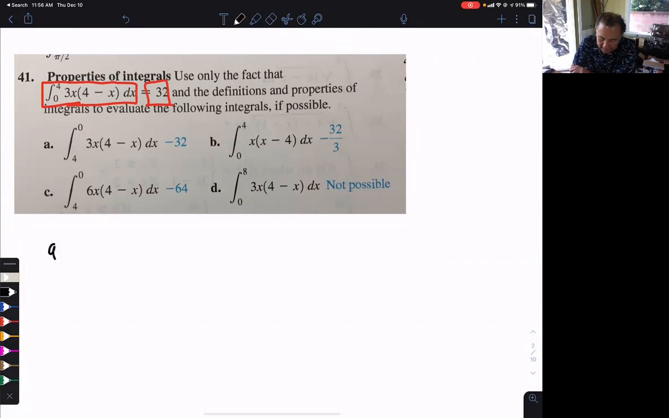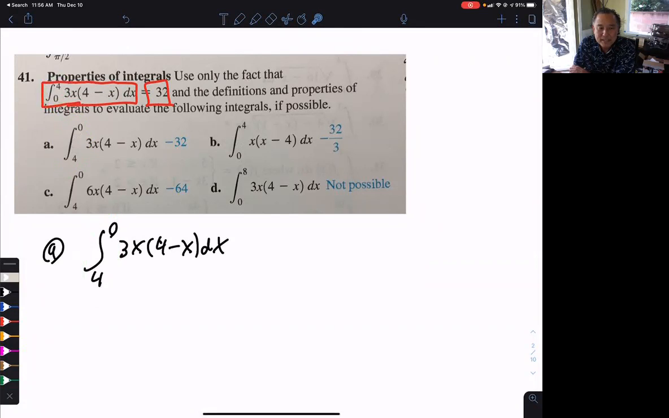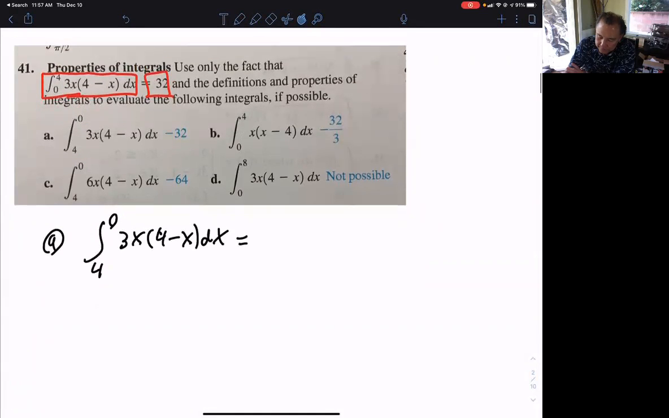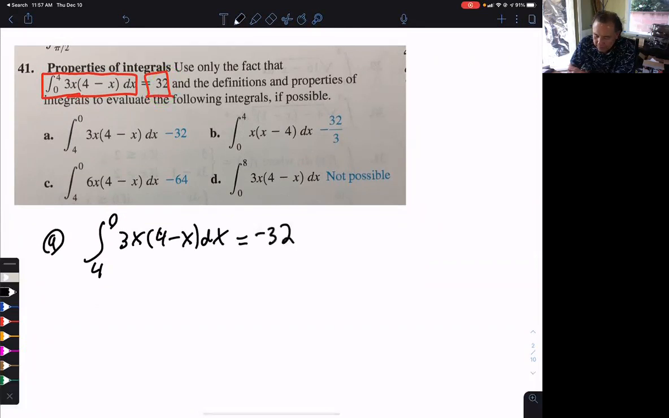So part A, 4 to 0. The only difference that we see is the 0 and 4 has been switched to 4 to 0. You learn if you switch that, your answer is opposite of the other direction. So quite simply, you take the 32 and you do the opposite of that. So that's negative 32.